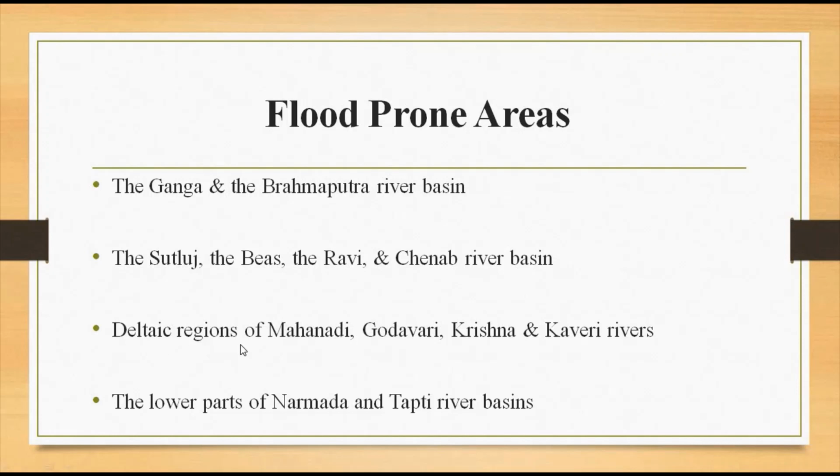Then deltaic regions of the Mahanadi, Godavari, Krishna, Kaveri rivers. They include Odisha, Madhya Pradesh, Chhattisgarh, Tamil Nadu, and Andhra Pradesh. In these areas you can see floods. Lower parts of the Narmada and Tapati river basins. So there mainly is peninsular India. In peninsular India, floods are common. In Gujarat and peninsular India, it is common, and it happens because of sudden heavy rainfall.